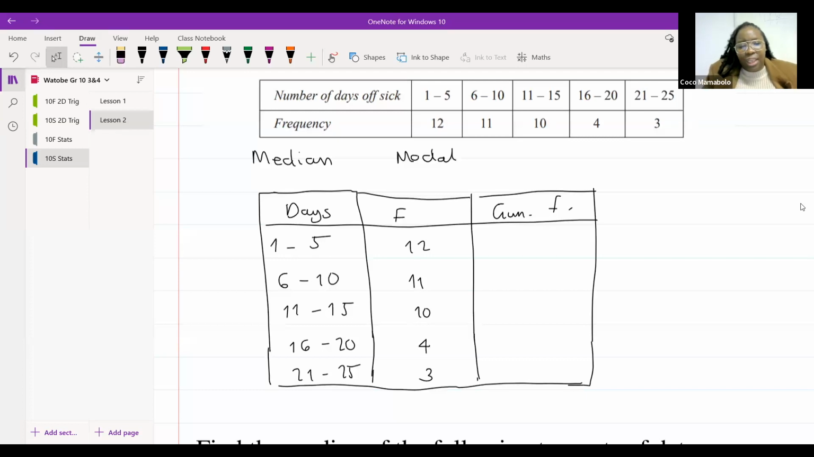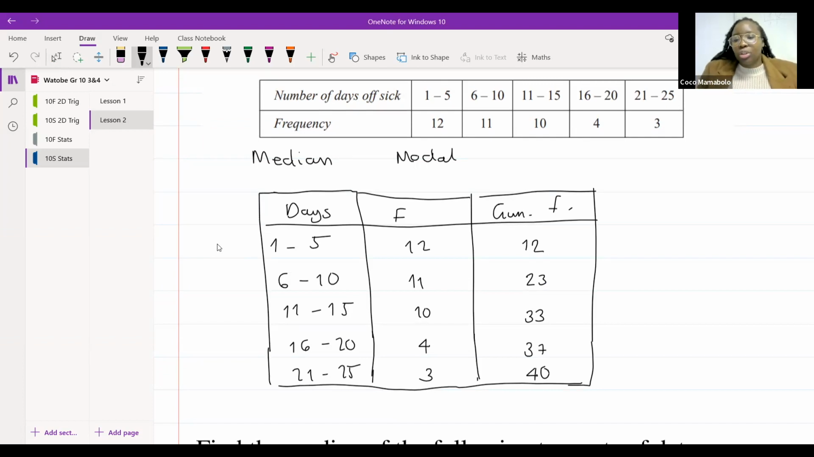Yusuf, do you want to fill in the cumulative frequency for me? If you want to just unmute and tell me what the cumulative frequency is going to be. Okay, so the 12, first one, good. 23, good. 33, 33, excellent. 37, 37. And 40. Beautiful. Now, I don't want you to go away because we're going to be looking at our median interval.